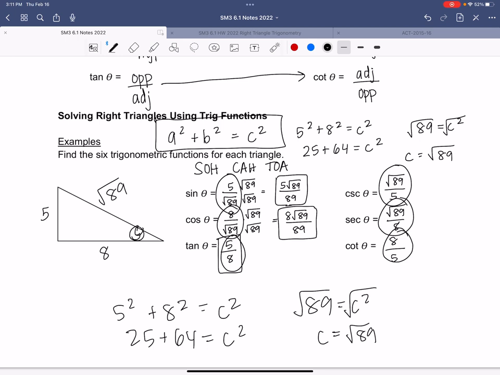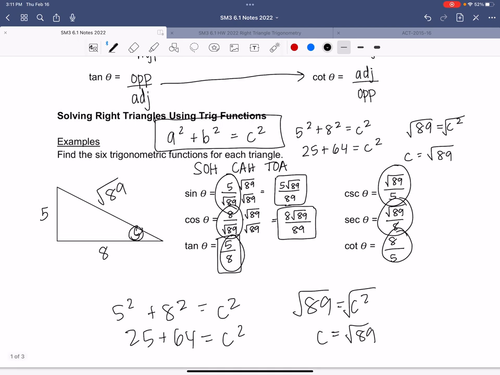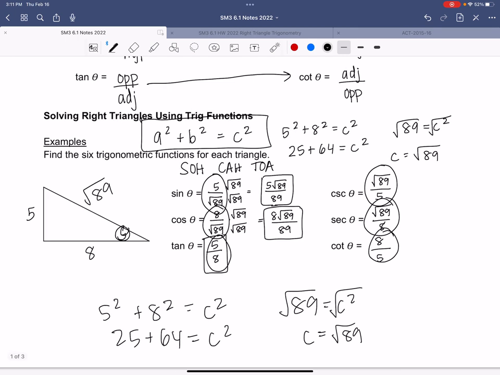So just keep that in mind. So that's what we would do. If you get 2 sides, you do Pythagorean theorem, find the 3rd one, and then write out all your trig identities. We're going to do that as well on the homework. There's some more problems like that.